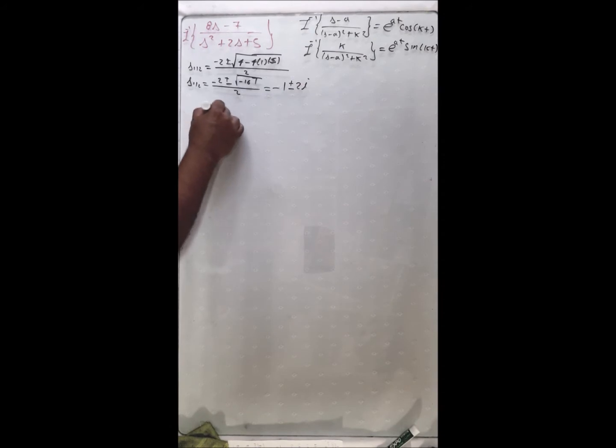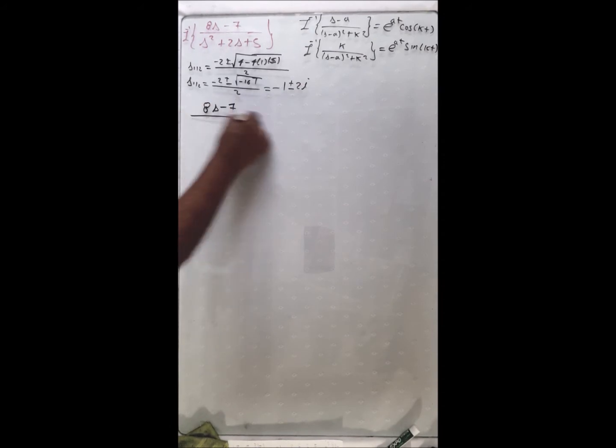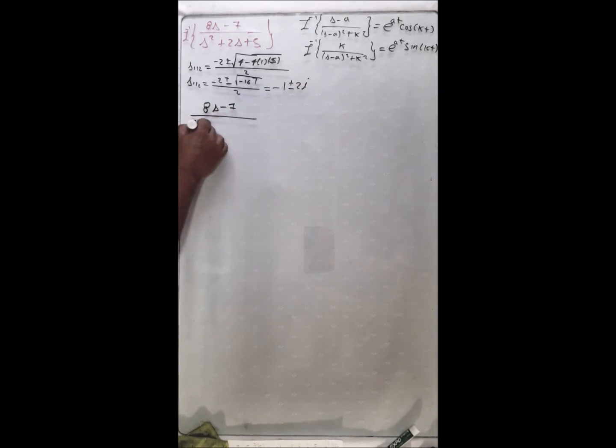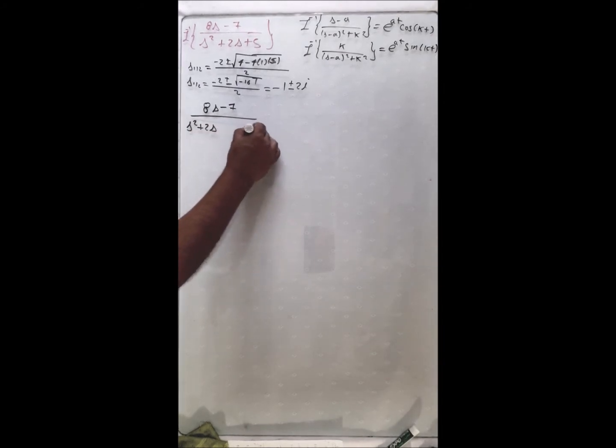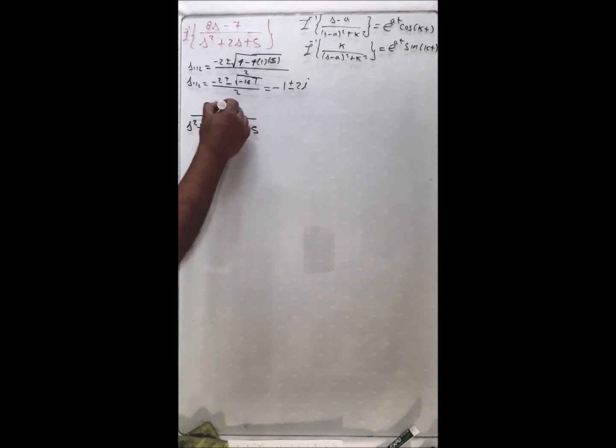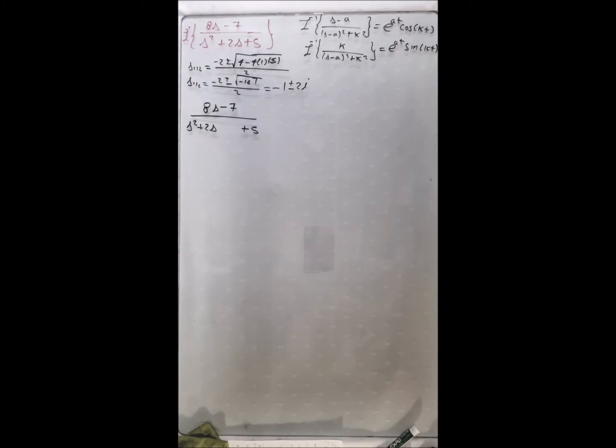This is the procedure: 8s minus 7 over s squared plus 2s plus 5. Yes, minus 7. Check that I give some space here, between the 2s and the 5. Now, this procedure is called to complete the binomio, completar el binomio in Spanish.